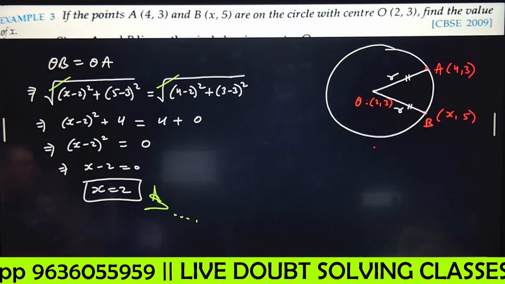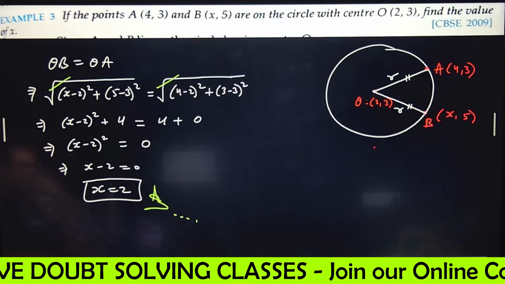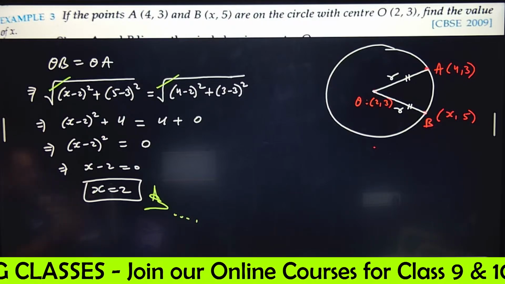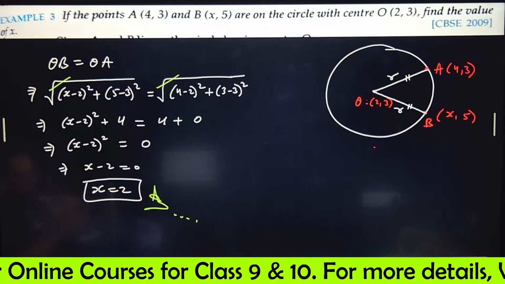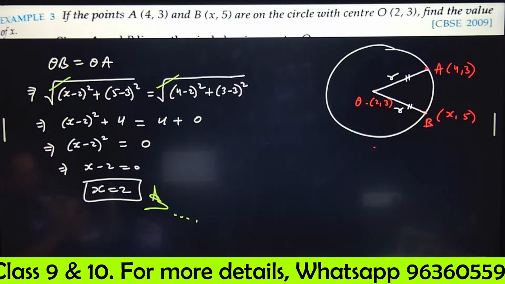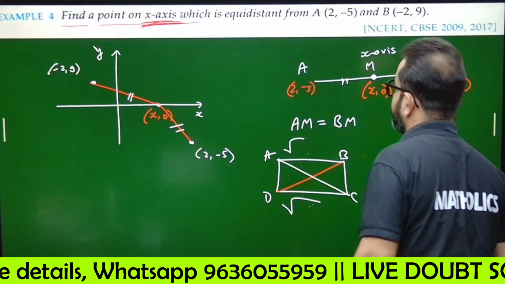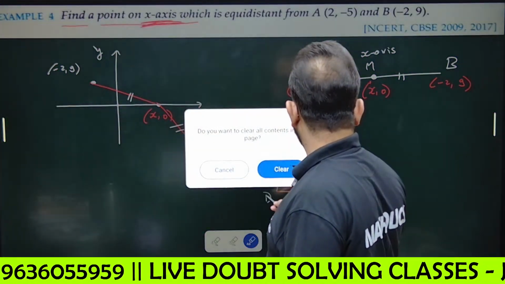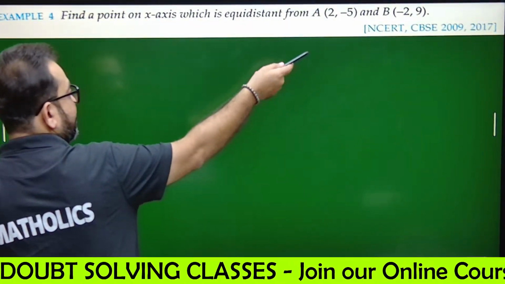These types of questions are asked randomly in exams. This is a 2 marks question, we'll say. Okay, next question. Find a point on the x-axis which is equidistant from these points. Question, CBSE 2009, CBSE 2017.